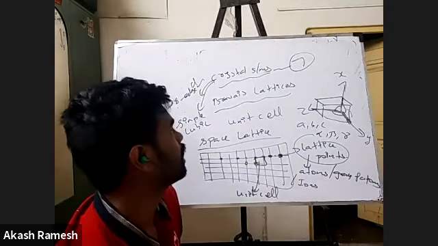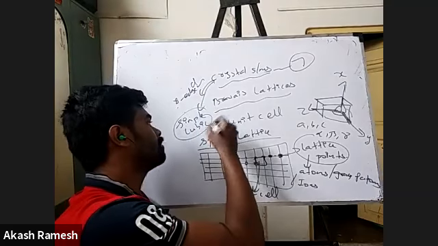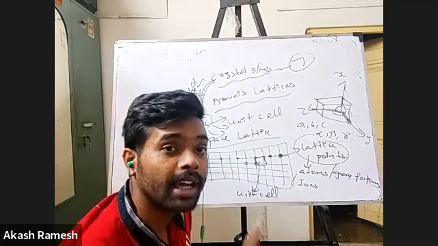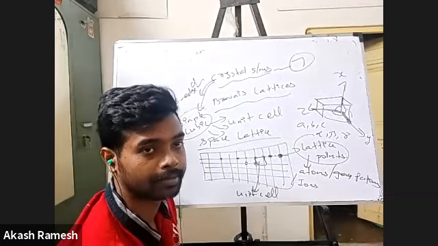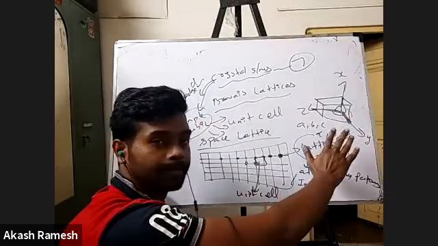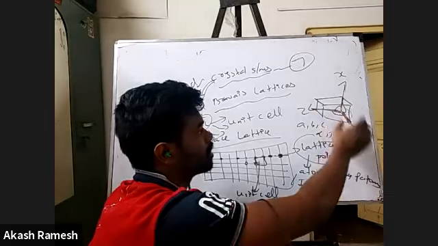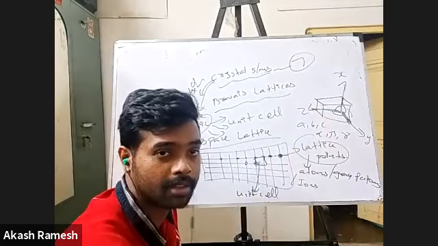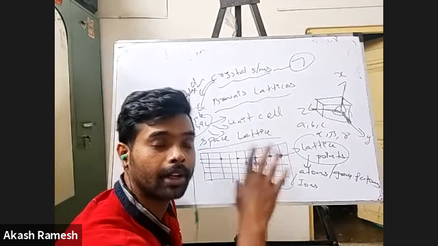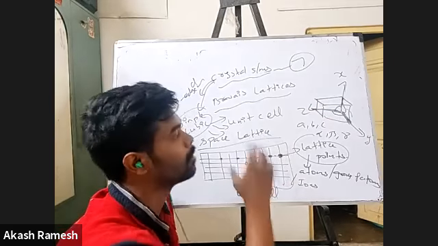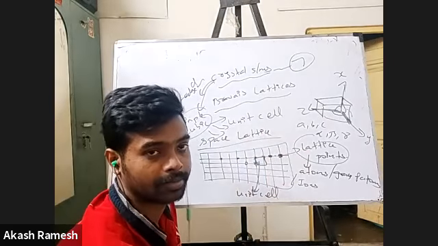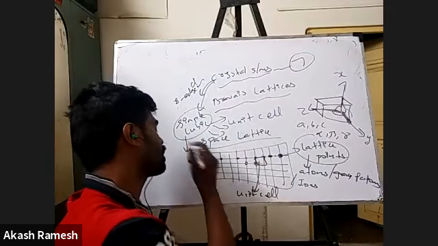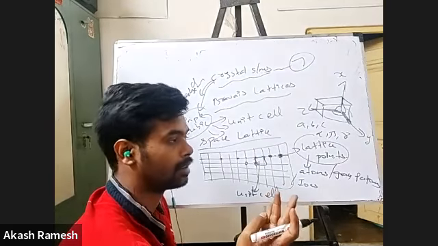Now, this simple cubic itself will have different types of unit cells, depending on where the lattice points are. If I just mark these corners, or if I put some lattice points, I can have so many possibilities of putting a point where the atom can be present depending on the arrangement. So depending on where the lattice point is, you will be able to get different unit cells for cubic itself.